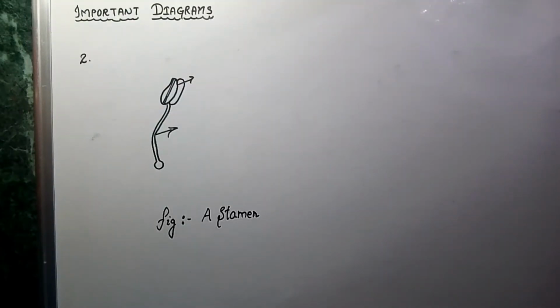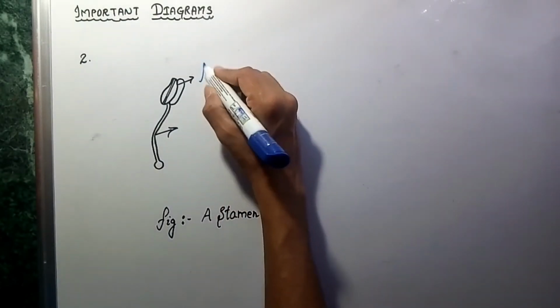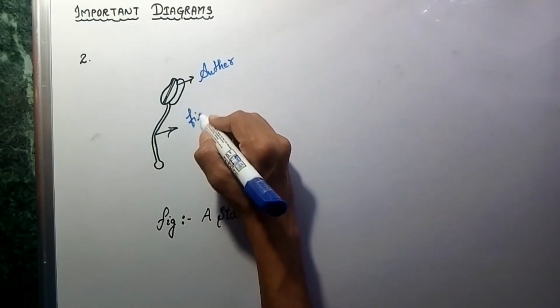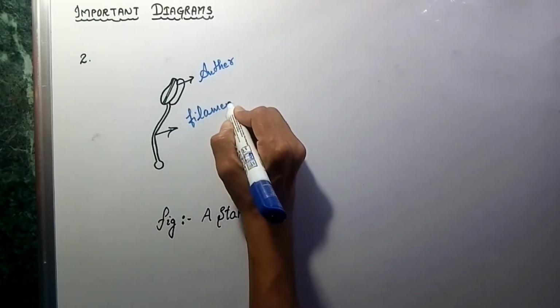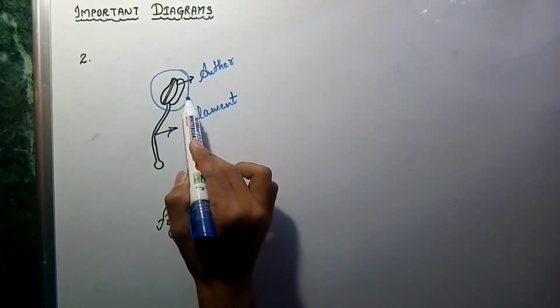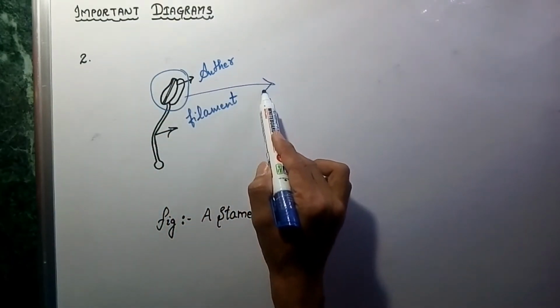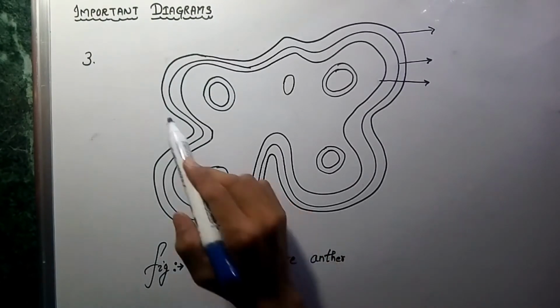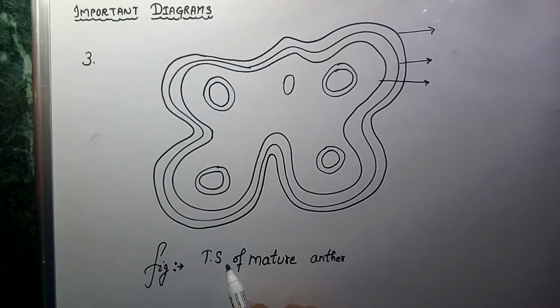The second diagram. We know that the male reproductive part of a flowering plant is a stamen. So stamen consists of two parts: the very first one is anther and the second one is filament. The transverse section of a mature anther I will discuss with you in the next diagram. In the third diagram, we will see the TS of a mature anther.